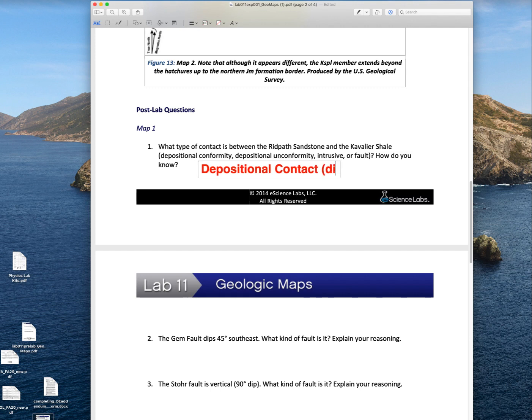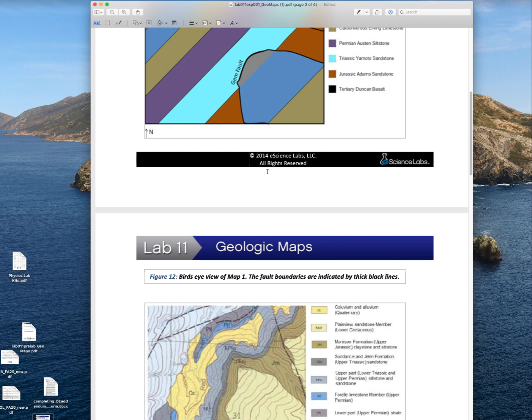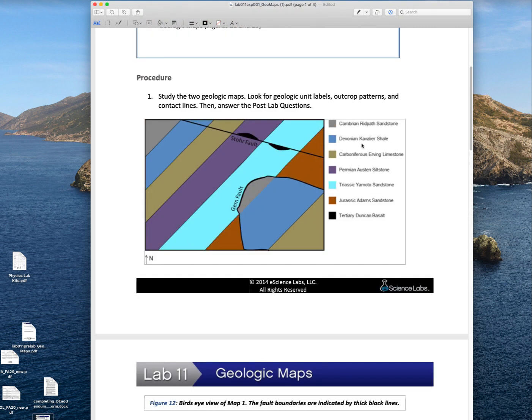So it's going to be really a disconformity, only because I know that this Cavalier formation is Devonian and the Ridpath is Cambrian, so there's a whole Ordovician and Silurian that's missing right here.